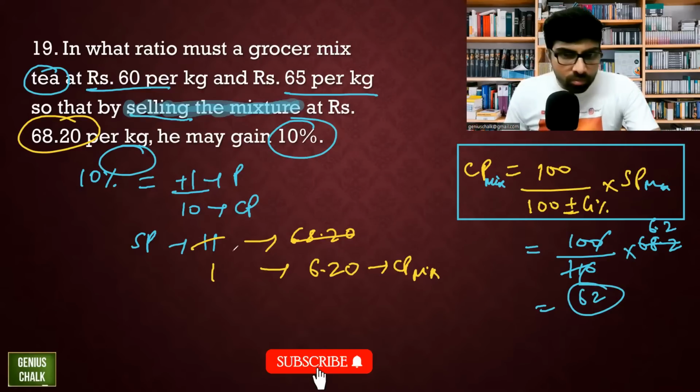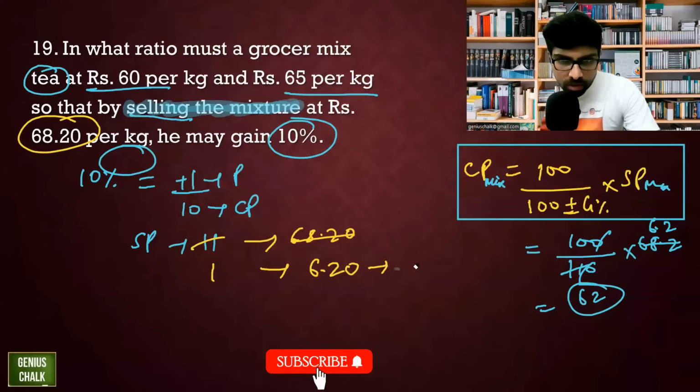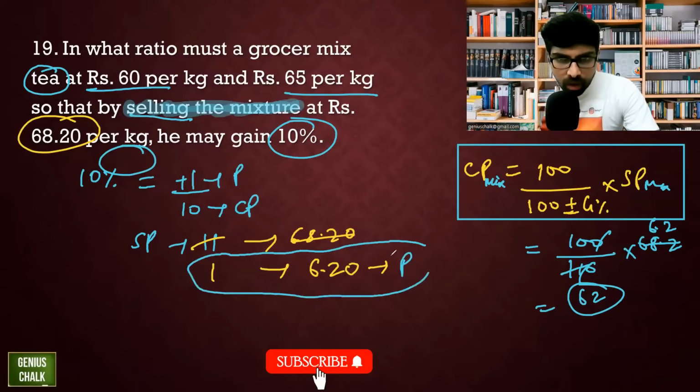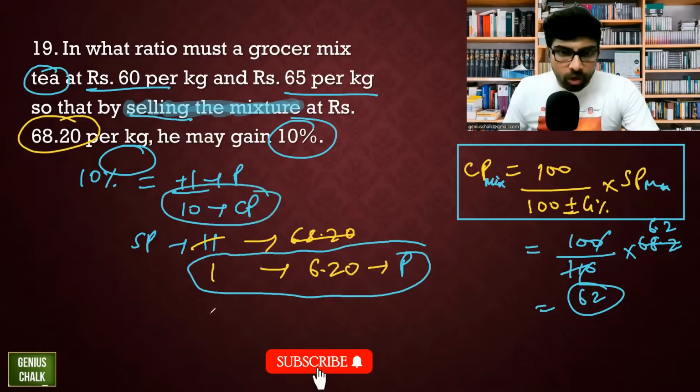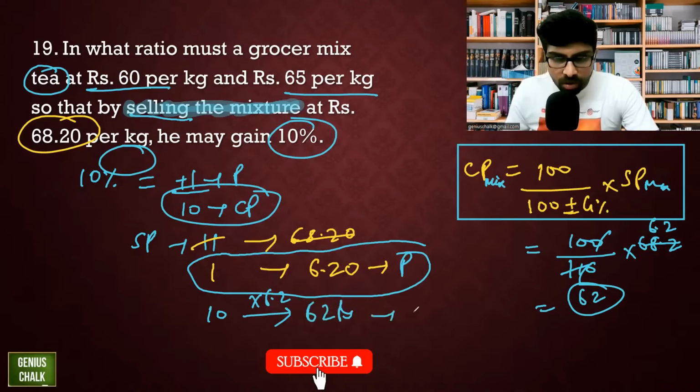Now here, just assume 11 times 6.2 is 68.2. So this is 10%, 68.2. So this is one value. So this was not, sorry, this is not cost price. This is profit. So profit is 1 unit. I need to find the cost price. Cost price is 10 units. That's why it is 6.2 into 10. That is 62 rupees. This is the cost price. Cost price has to be 62 rupees.